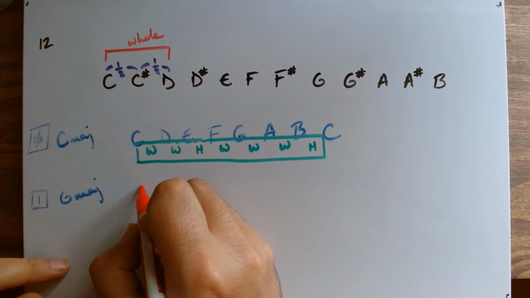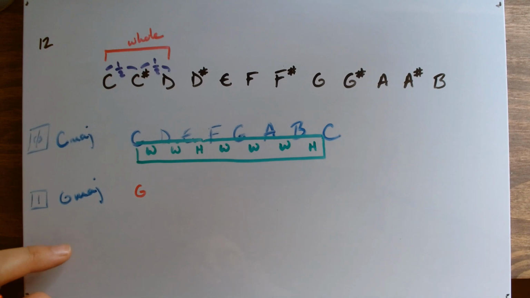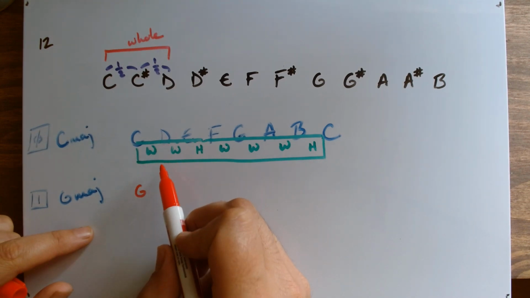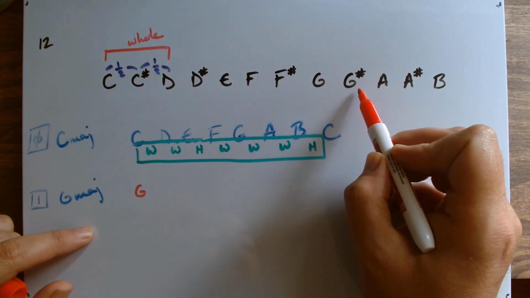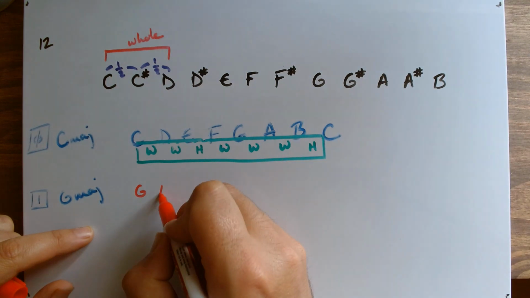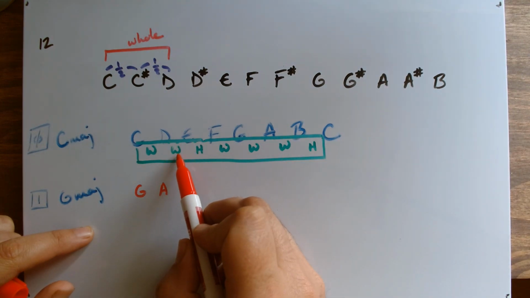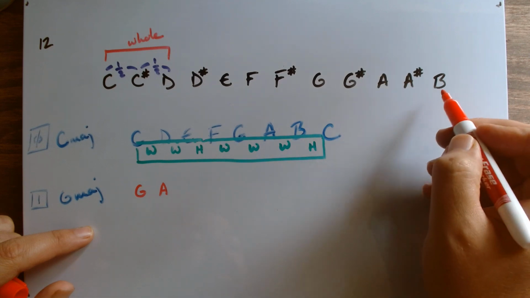So we're going to say G. Okay? Now, it is a whole step to the next letter, which is going to be an A. It's a whole step to the next letter, which is going to be B.